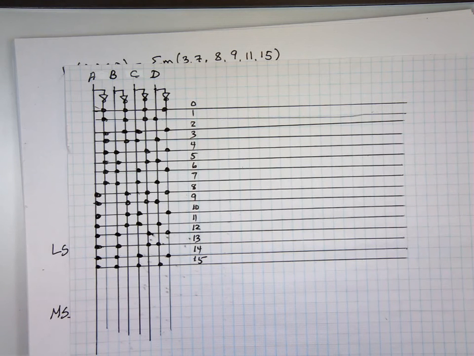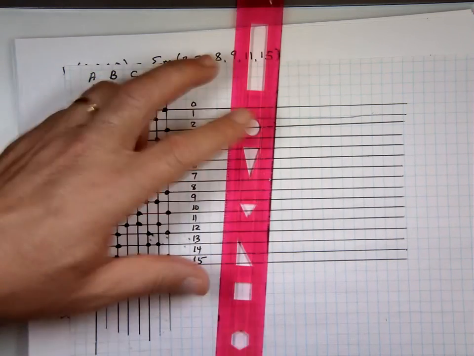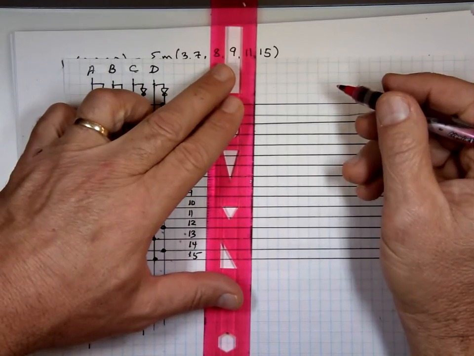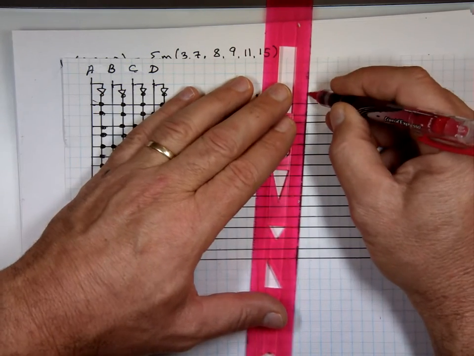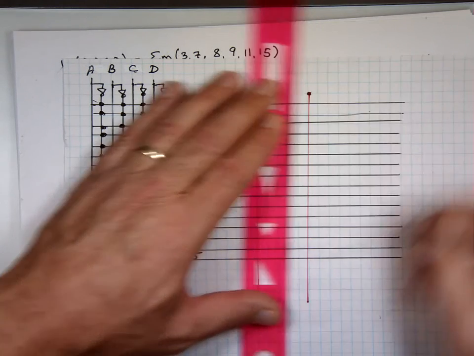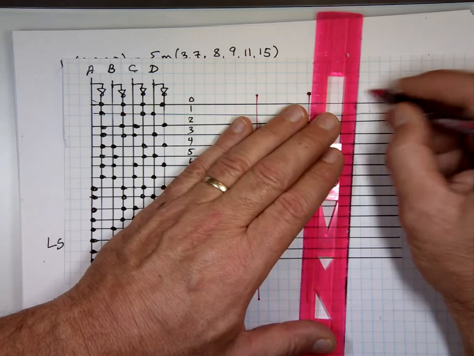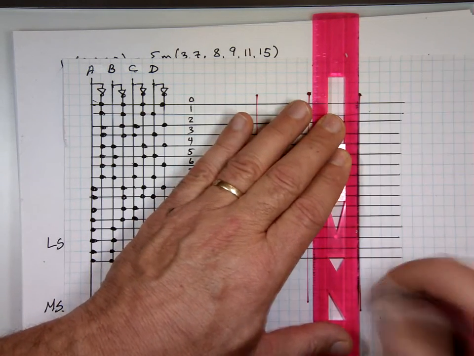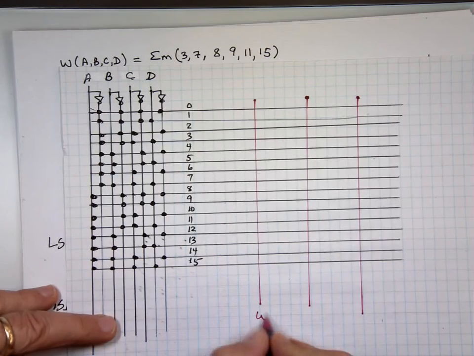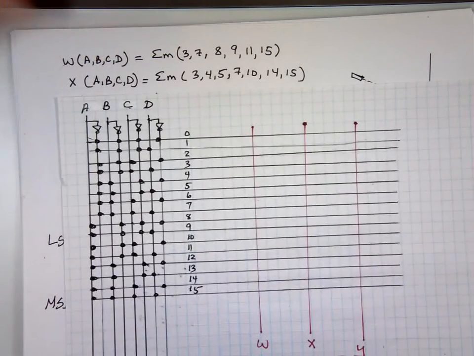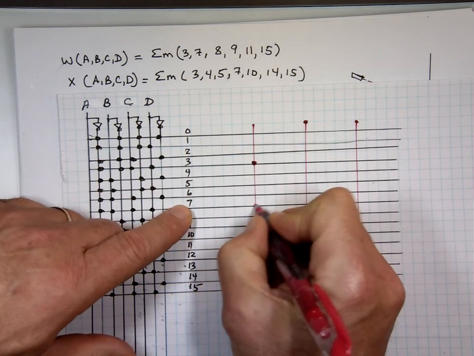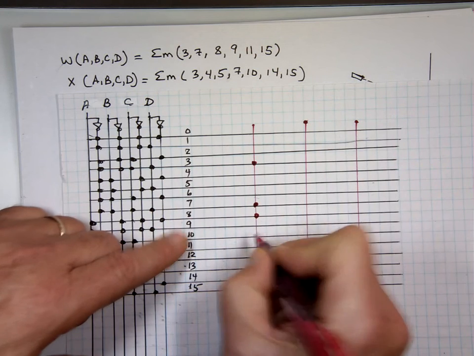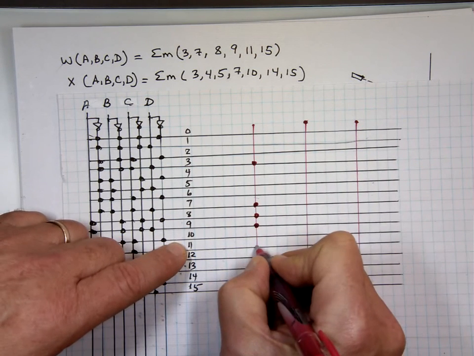And now I have four outputs, W, X, Y, and Z. Here is W. Here is X. What's attached to W? Pin what? 3, 7, 8, 9, 11, and 15.